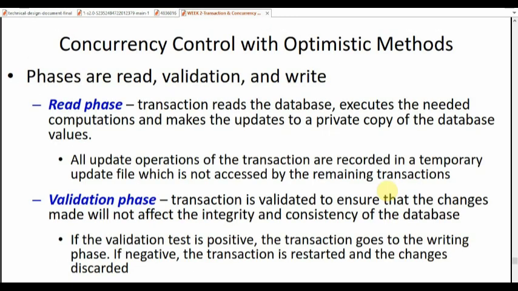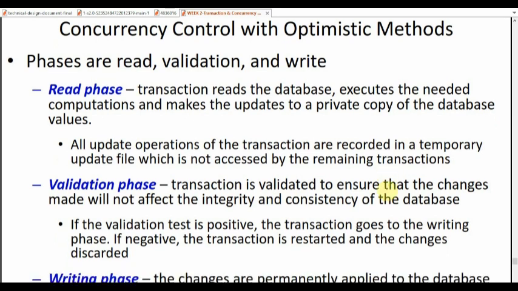Concurrency control with optimistic methods has three phases. We have the read phase. Under the read phase, the transaction reads the database, executes the needed computation, and makes the updates to a private copy of the database. These are temporary update files which are not accessed by the other transactions that are running. Then the validation phase: a transaction must first be validated, and you validate it to ensure that it will not affect the integrity of the database.